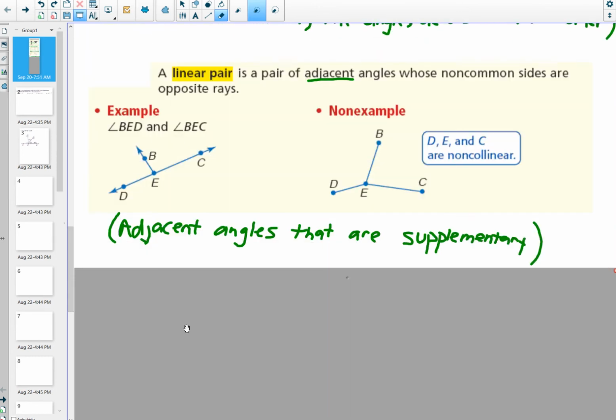Okay. A linear pair is just another way of saying that angles are both adjacent and supplementary. I won't spend a lot of time on this because this was part of the first unit. This was some of the vocabulary we learned in the first unit. Harley knows. He likes linear pairs.